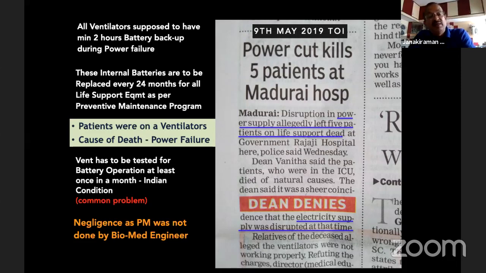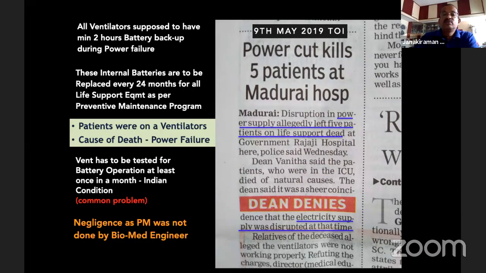It is an error by the management if they do not have a biomedical engineer. It is negligence, not an error. It is negligence by the management if they do not have a qualified, trained biomedical engineer. If there was a biomedical engineer, it is his fault that he has not carried out the preventive maintenance program. If preventive maintenance was carried out, at least the battery would have been changed once in 24 months. These 5 patients would not have died.